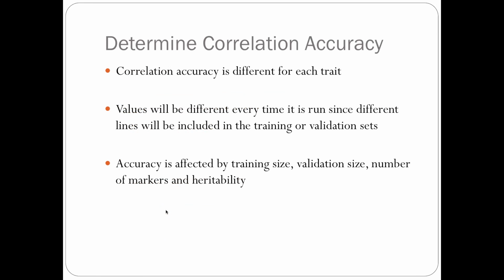So again, the correlation accuracy is different for each trait, and the values will be different every time it is run, since different lines will be included in the training or validation sets. And accuracy is affected by many things, including training size, validation size, number of markers, heritability, and even just the trait itself.